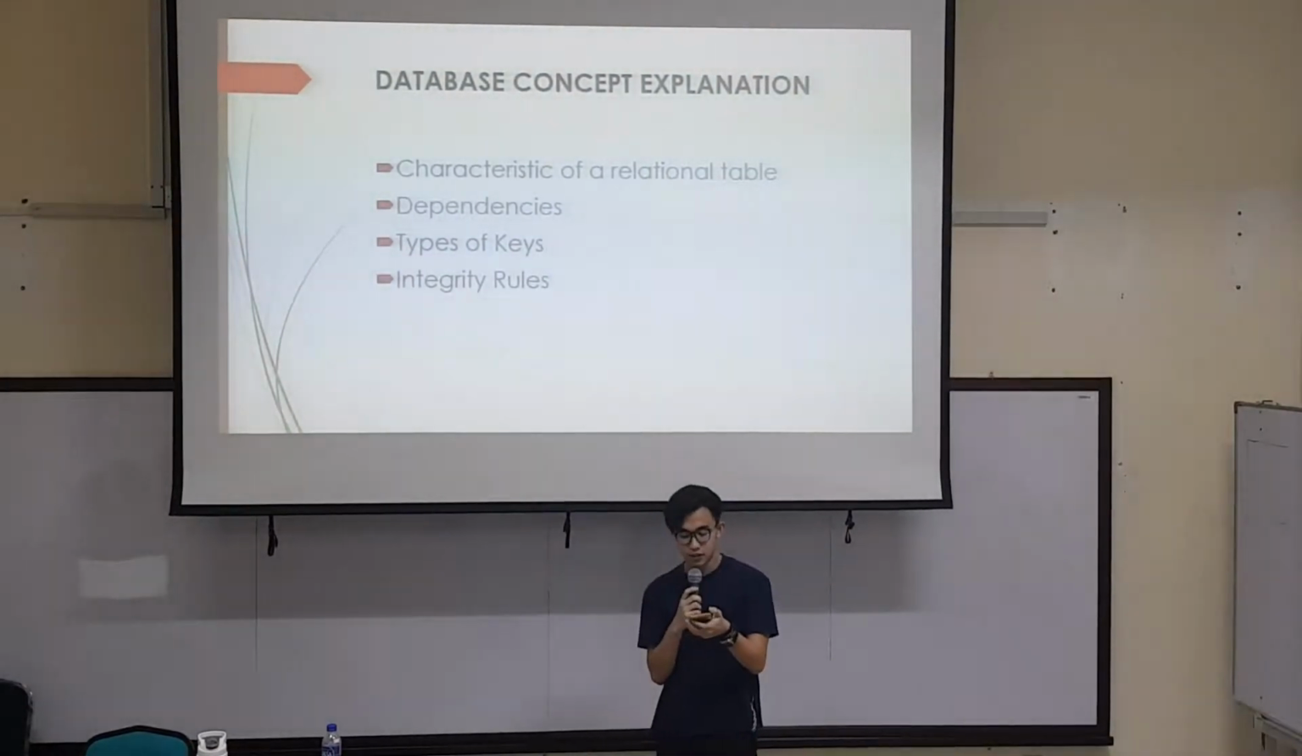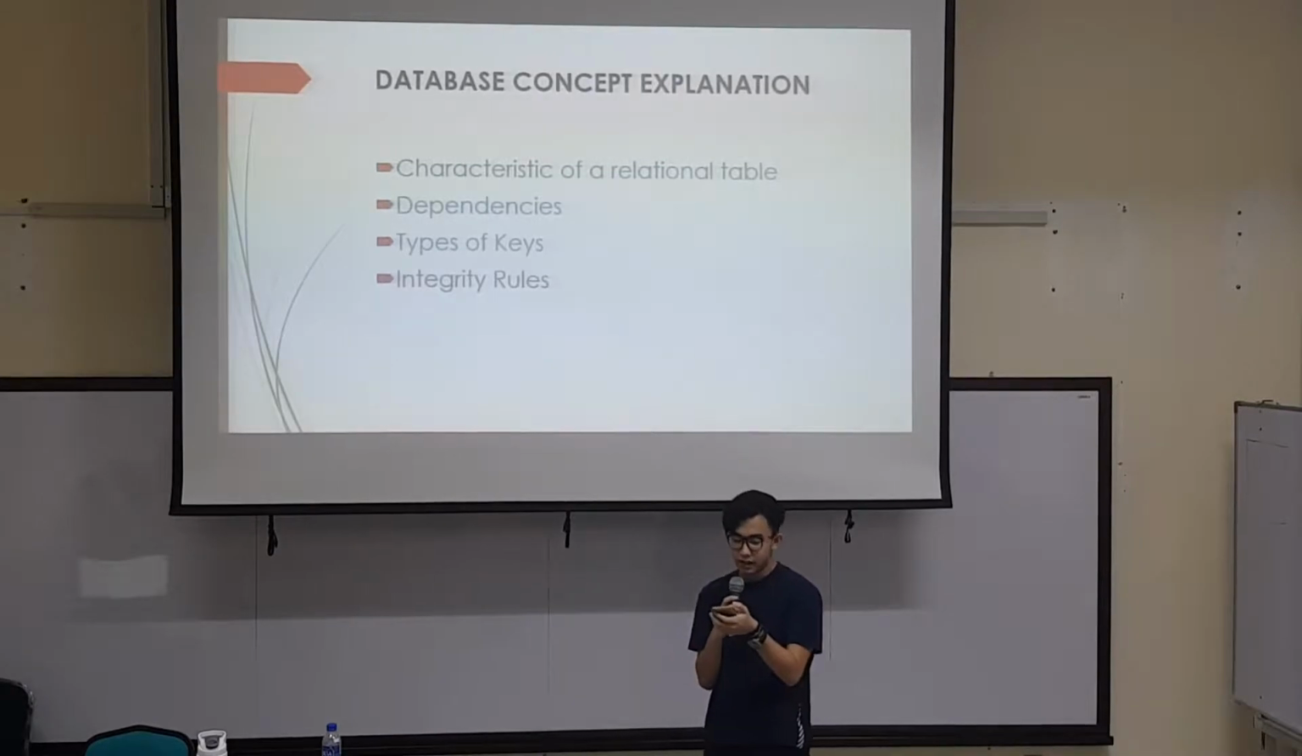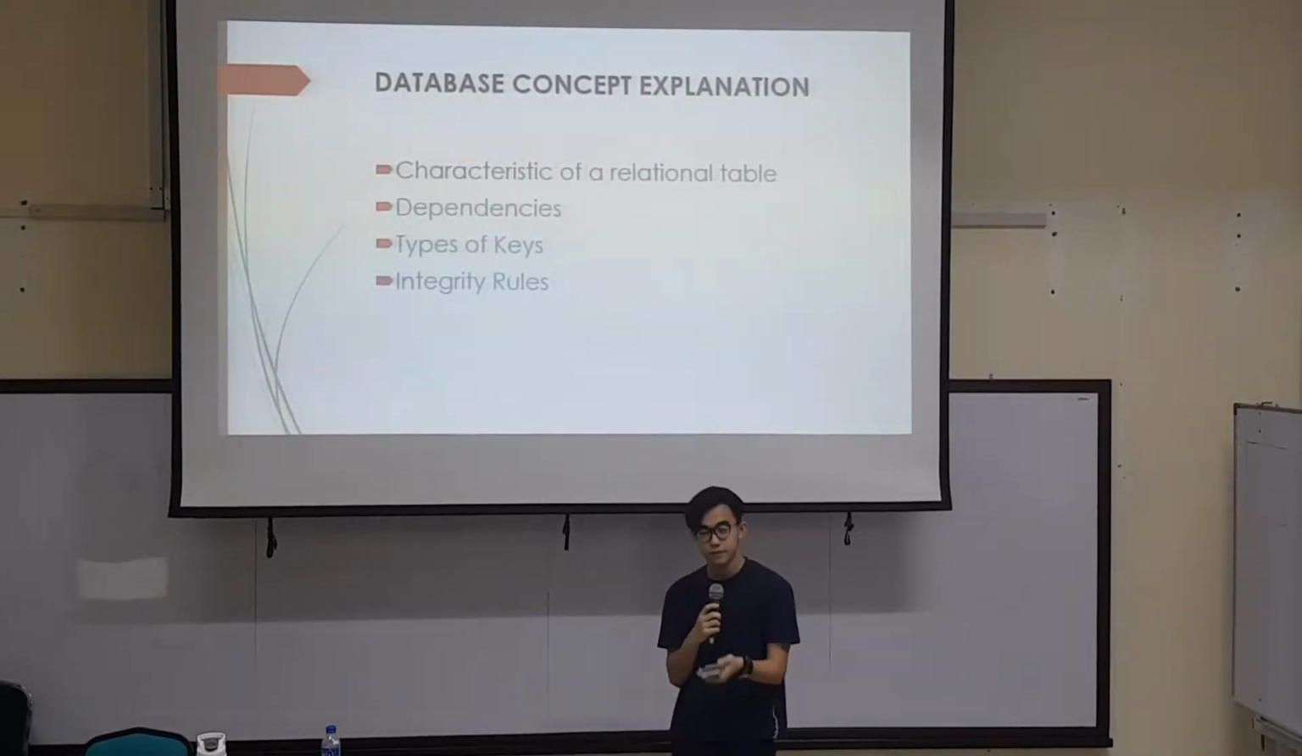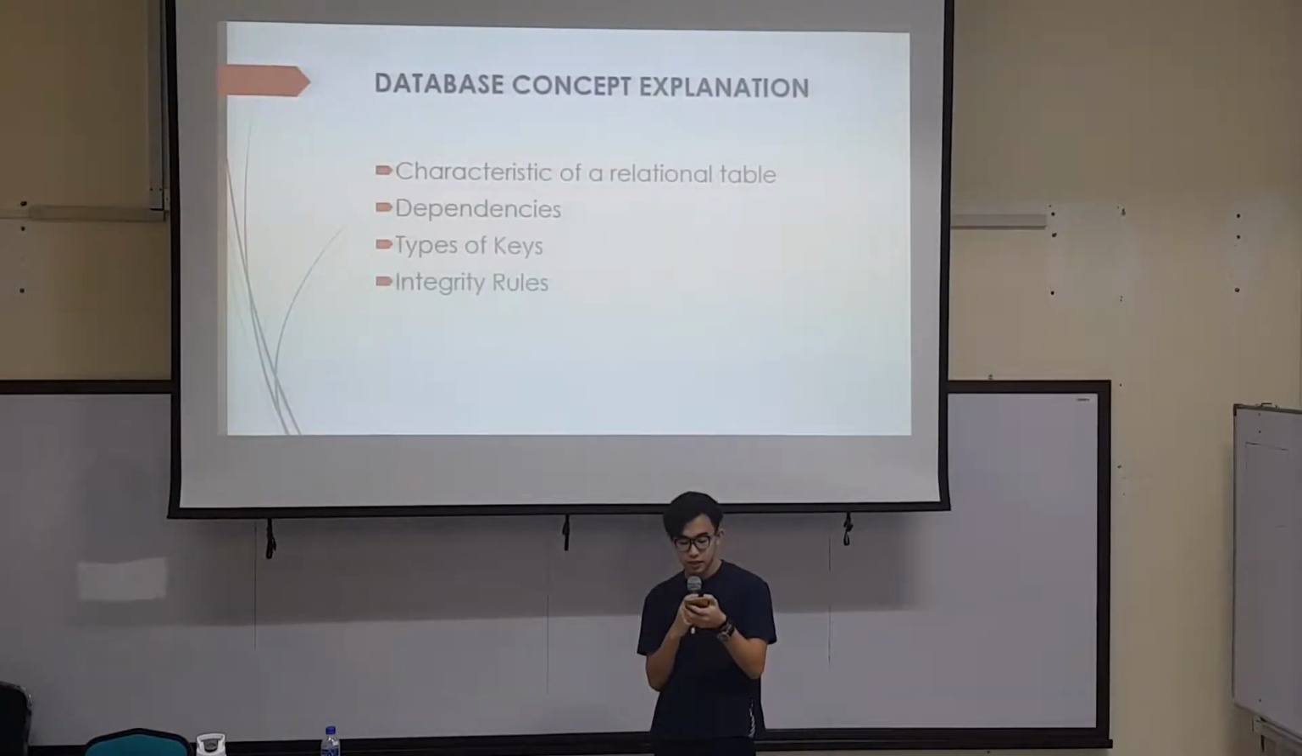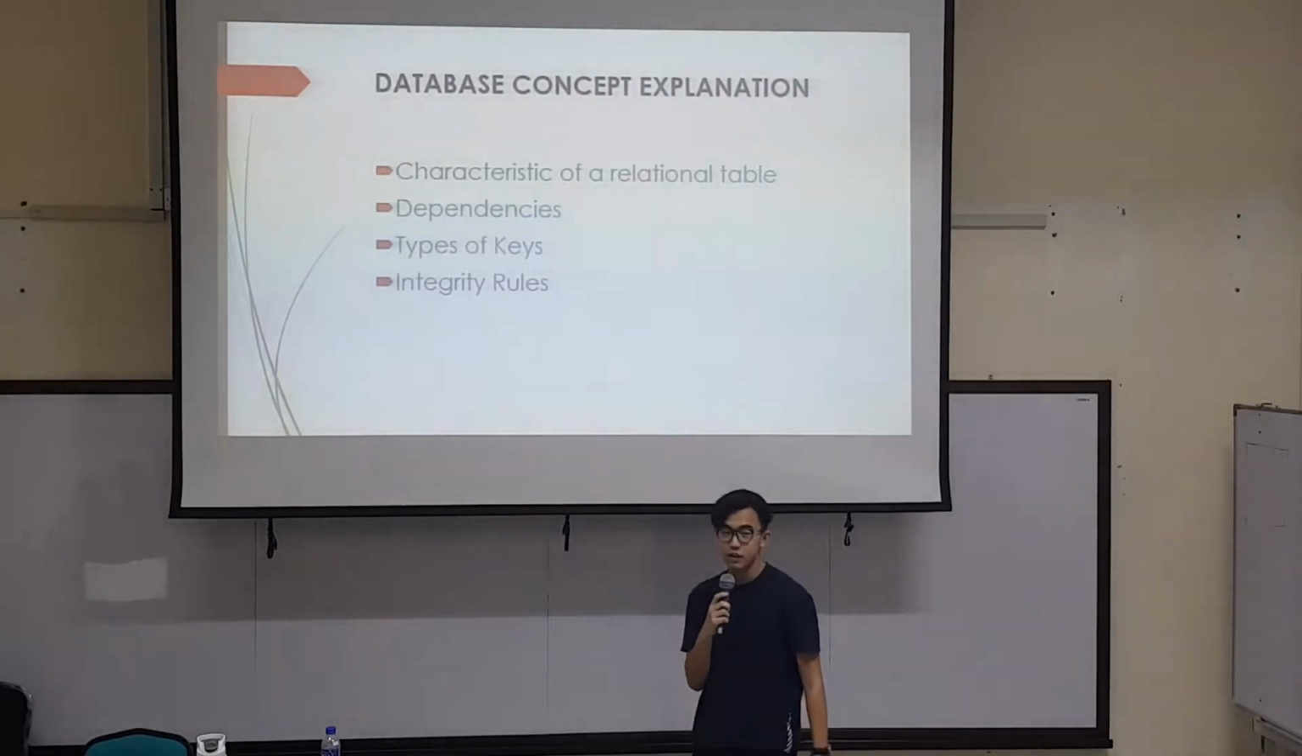First is functional dependence. If it can be determined by this attribute, the attribute is functionally dependent on another attribute. And the second one is full functional dependency. The entire set of attributes in the determinant is necessary for the relationship.